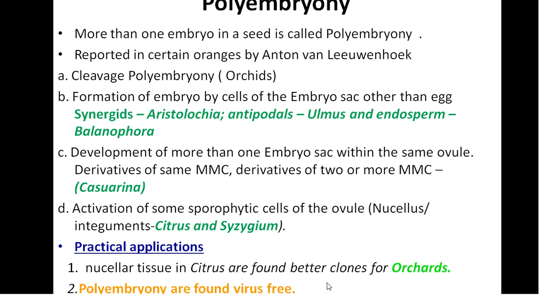Next, activation of some sporophytic cells of the ovules. I explained sporophytic cells in the last slide: nucellus and integument do not involve in the fertilization process, so they are called sporophytic cells. These sporophytic cells are also activated and produce polyembryony. Example, citrus and Syzygium. Okay, next, practical applications.